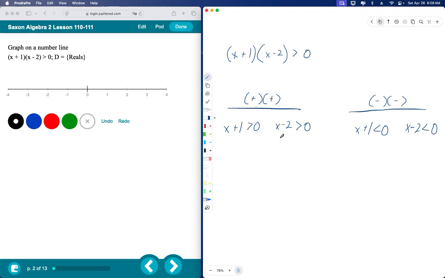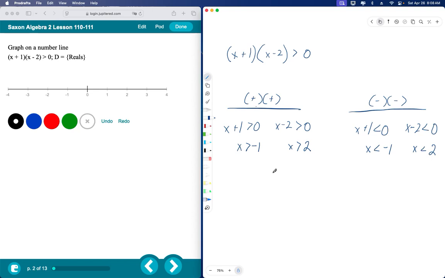Now we're going to solve. So we subtract 1 from both sides. X is greater than negative 1. We add 2 to both sides. X is greater than a positive 2. We do the same thing over here. We would say x is less than a negative 1, and x is less than a positive 2. So now we have solved for x for both situations.